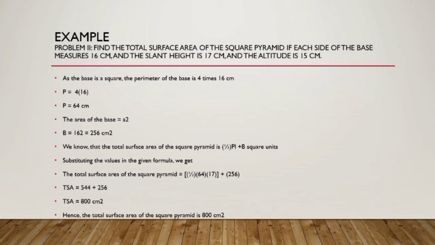We know that the total surface area of the square pyramid is 1/2 times perimeter times slant height plus base area, in square units. Substituting the values in the given formula, the total surface area is equal to 1/2 times 64 times 17 plus 256. 544 plus 256 is equal to 800. The total surface area is 800 cm squared. Hence, the total surface area of the square pyramid is 800 cm squared.